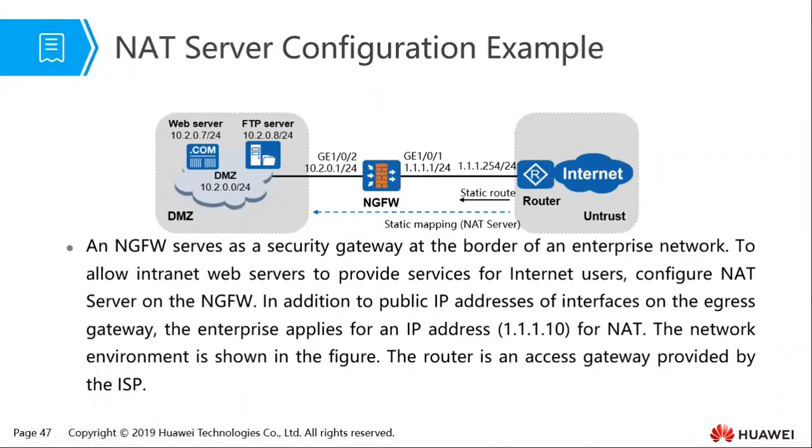So again, how can we configure this? Our next generation firewall serves as a security gateway at the border of an enterprise network. To allow intranet web servers to provide services for internet users, we need to configure NAT server on the next generation firewall. In addition to the public IP address of the interface on the egress gateway, the enterprise applies for an IP address 1.1.1.10 for NAT. So this is a public IP address. The network environment is shown in the figure. The router is an access gateway provided by the ISP.